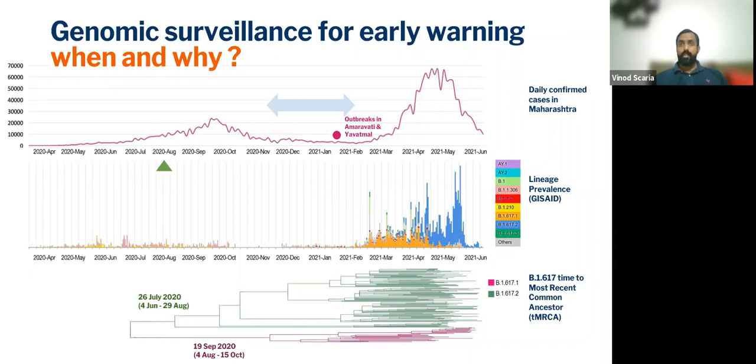What you see here is essentially the first and the second waves in Maharashtra. And what you see here in the arrow mark is the time of origin of P1.617.2, which is otherwise known as Delta. And as you see here, Delta originated pretty much during the first wave of the pandemic in Maharashtra. It stayed low for quite some time, created the first outbreaks in Amravati and Yavatmal, and then created the wave as we know, what we call the second wave.